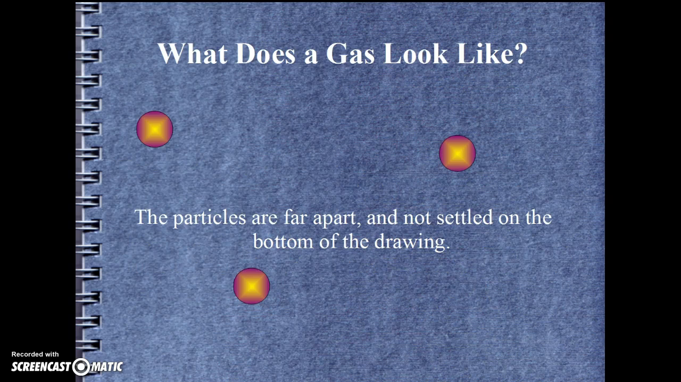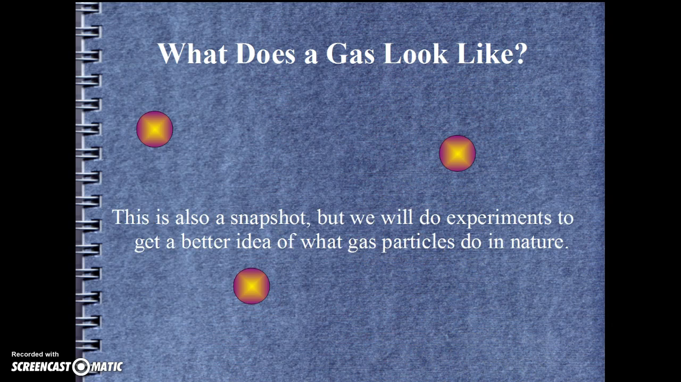Now, what does a gas look like? Well, the particles are very far apart, and they're not settled on the bottom of the drawing. And of course, they're moving, and we can't see that. This is a snapshot. We'll do experiments in the lab in this next unit to get a better idea of what gas particles actually do in nature.